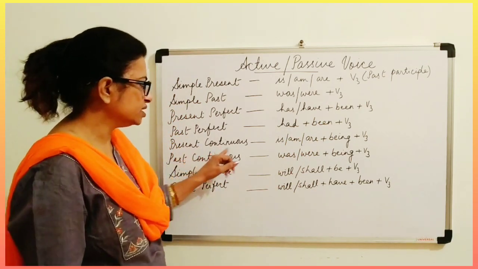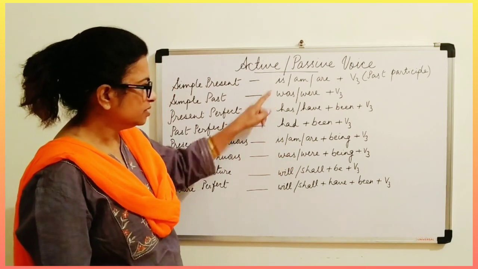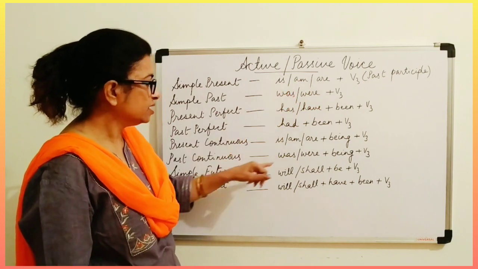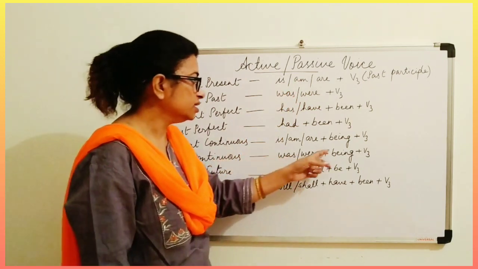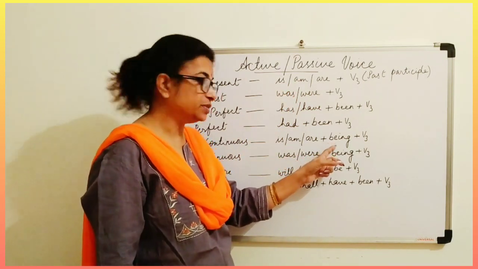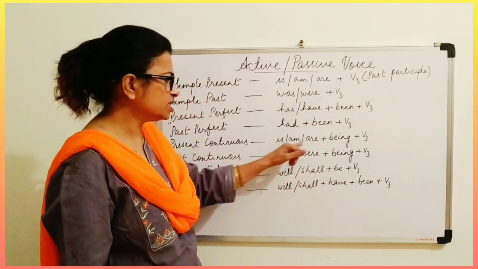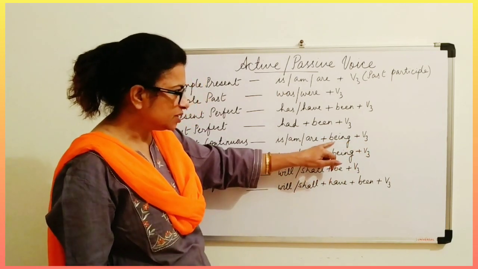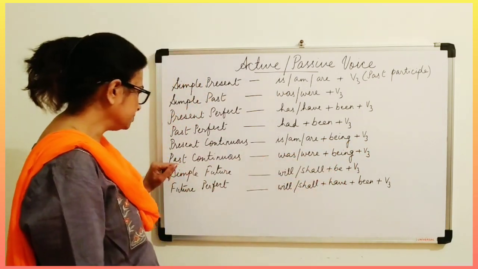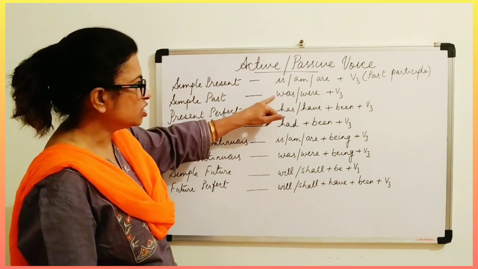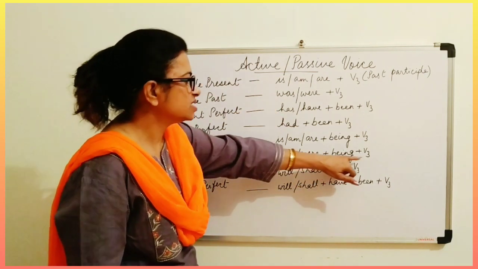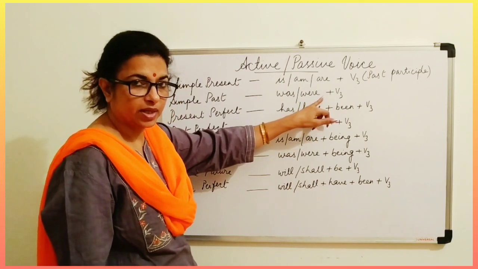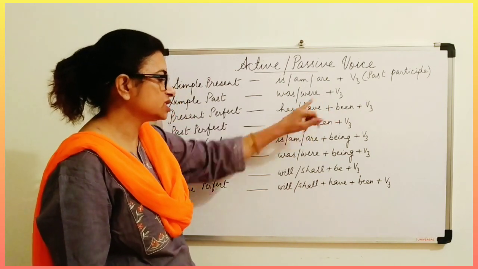So for present continuous, same. Is and are, this is present, isn't it? So present is there, and for continuous we are using the ing form of the be. Okay. So is and are plus being plus V3. Wherever continuous comes, being form is used. See? And then past continuous, same. Was, were plus being plus V3. Same. Only being we are inserting here.